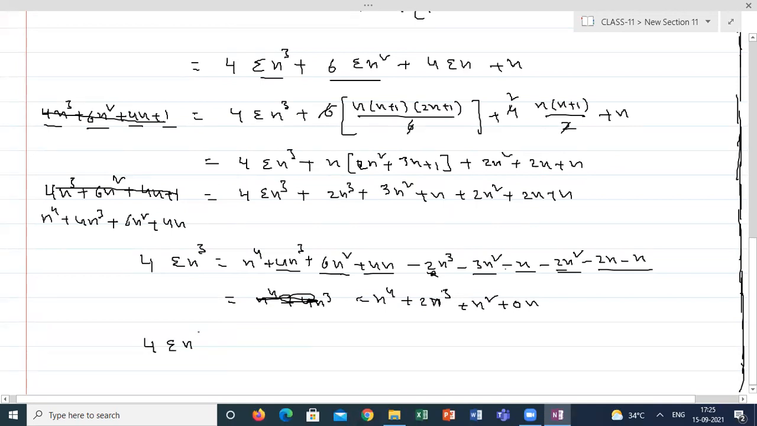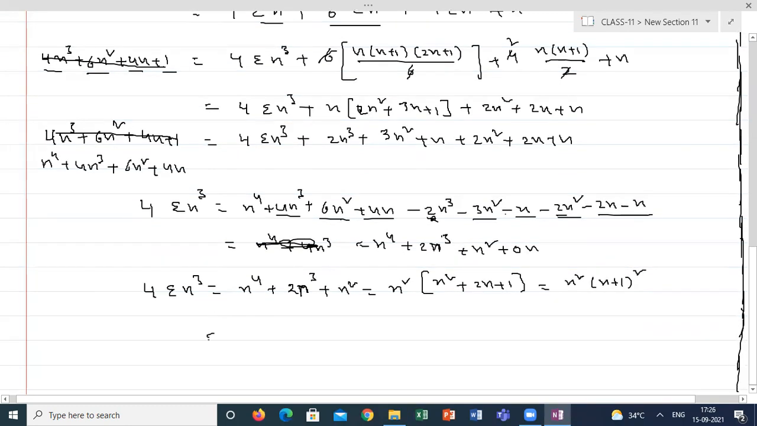4 times sigma n cube will be equal to n power 4 plus 2n cube plus n square. If I take n square common first, I will get n square plus 2n plus 1. It is the (n plus 1) whole square formula. n square into (n plus 1) whole square. So from here, sigma n cube is n square into (n plus 1) whole square divided by 4, or I can write it as (n into (n plus 1) by 2) whole square. I can write like this, guys.